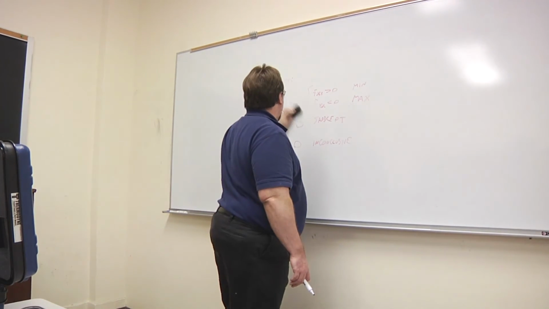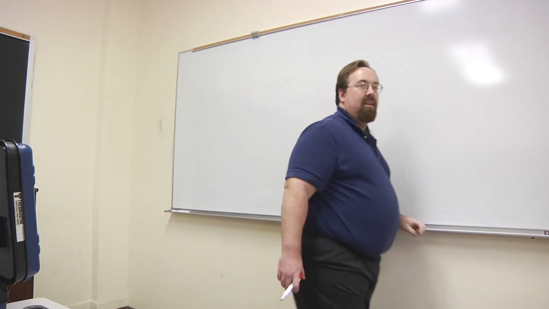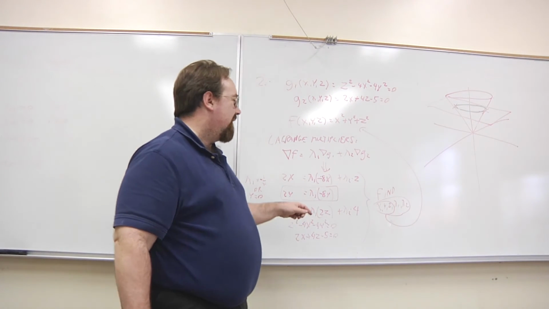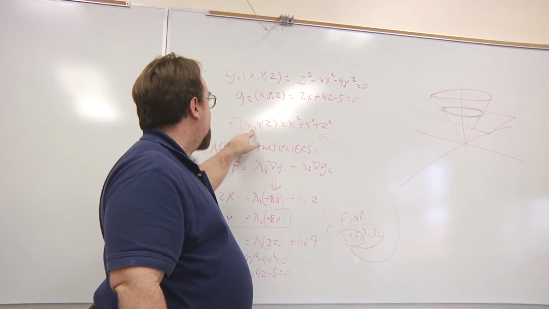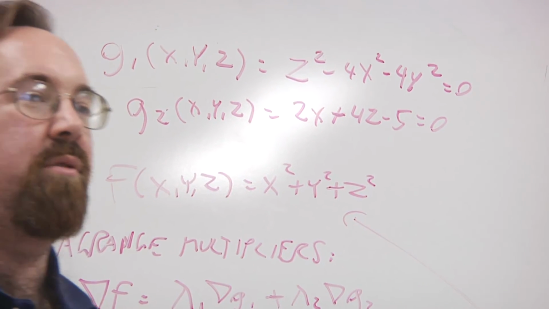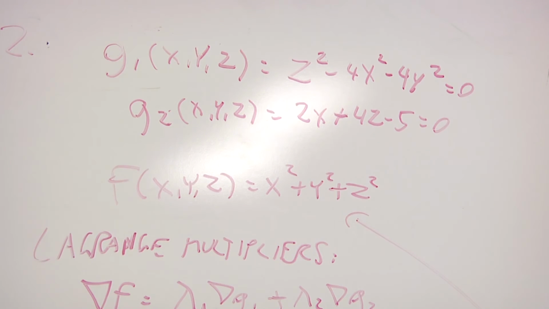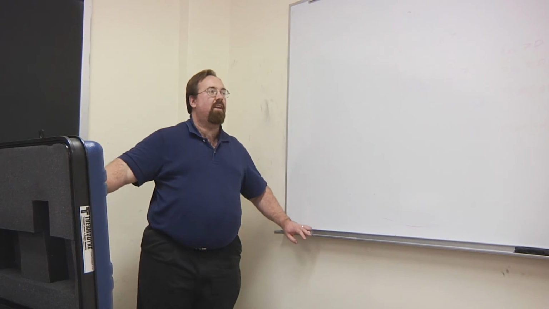So does your f of x, y, z come from the form? Why is it f of x, y, z? That's not given. Oh, it's from the fact that you're trying to maximize and minimize distance from the origin. Okay, and so that's your gradient. Okay, anything more on this one?